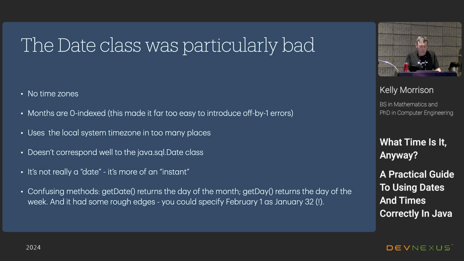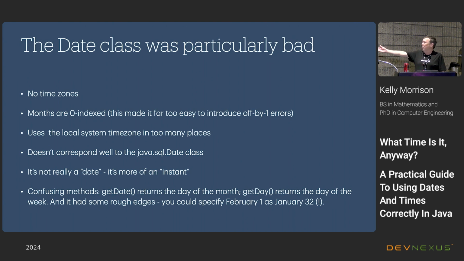So some people got together and fixed some of the problems. Like I said, some of the problems were no time zones. You saw earlier today the example where June was represented by 5 because it started with a 0 index. They used the local system time in too many places under the hood, so you got weird results. Then there was a SQL Date class for SQL, and it didn't really match up with the Date in Java very well. There were issues between the two of those. And it's not really a date, it's more of an instant. It never really captured a date, time, and time zone. It actually counted the number of seconds since the epoch. So it was just a mess.